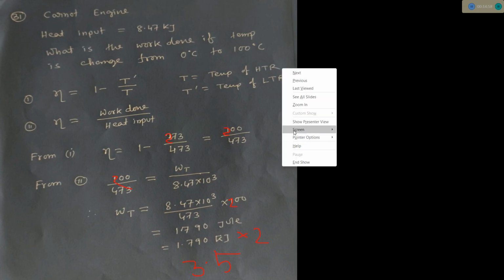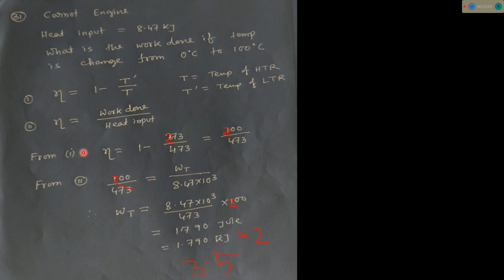First we calculate the efficiency from the temperature term, then we put the value in work done. So work done is Wt, and heat input was given as 8.47, or some value like that, I forgot the exact value, but 8 point something was given. So from equation 2, we need the efficiency from equation 1, we put 200 by 473. So we just put the value in the efficiency term eta.